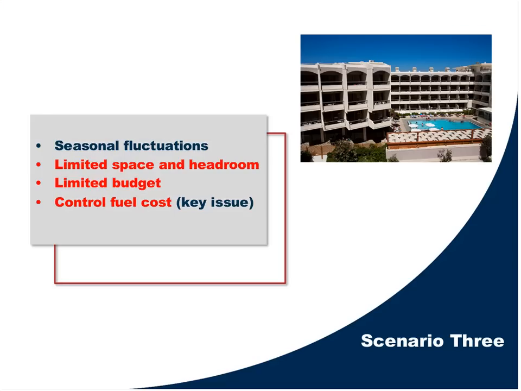So now in our next scenario, we have seasonal fluctuations, limited space and headroom, limited budget, and we have to control the fuel cost, which is a key issue. And the seasonal fluctuations, that's not a primary concern, but it's got to be part of the overall selection. But the main things are limited space, limited budget, and controlling the fuel cost.